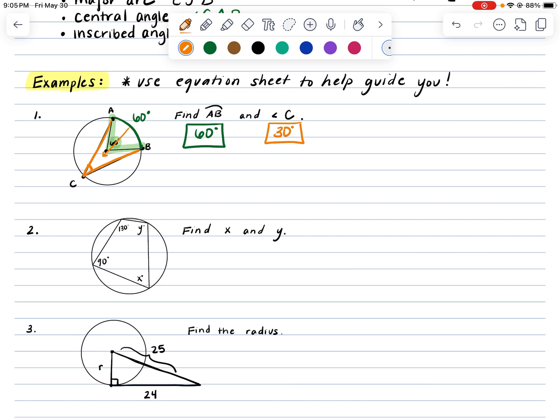Example 2, in a quadrilateral inside of a circle, opposite angles add up to 180. Okay, so these two add up to 180, and so do the other two. So 180 minus 130, x would be 50 degrees. 180 minus 90, y would be 90 degrees.